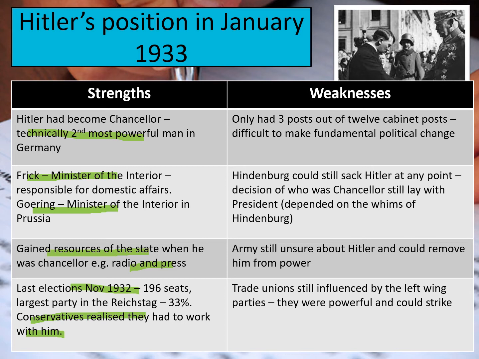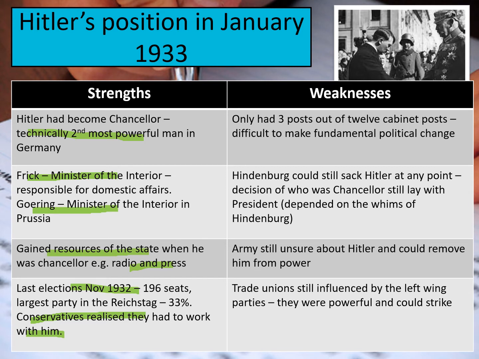So there were lots of strengths of that position in January 1933, but there were also lots of weaknesses, and Hitler had to overcome these if he wanted to become the dictator of Germany, which he obviously was by the time we get to August 1934.